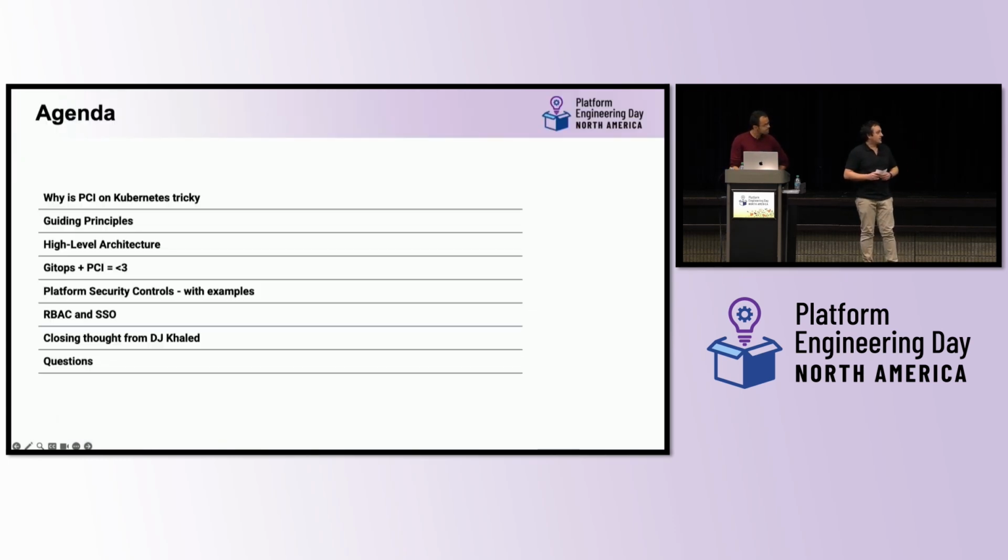All right, looking at our agenda for today, we'll go from why PCI on Kubernetes is traditionally tricky, and then we'll deep dive into some of our architecture, and then concrete examples on what we've done to solve this within our platform.